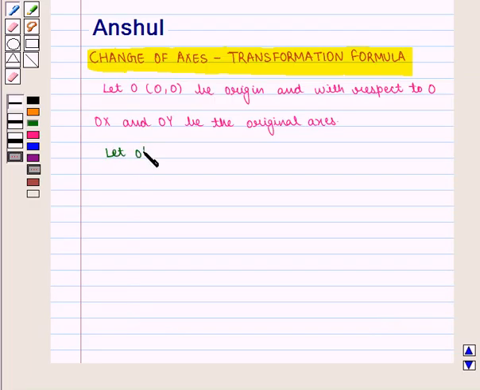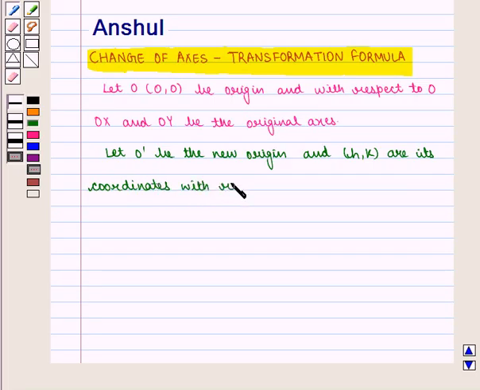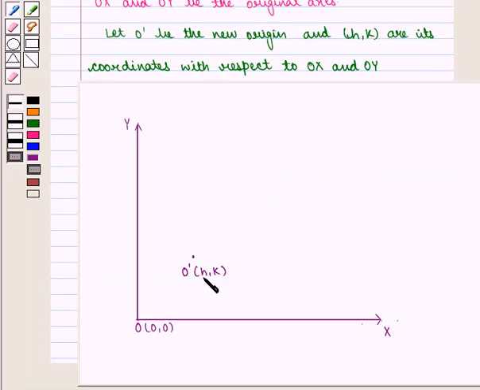Let O dash be the new origin and H, K are its coordinates with respect to OX and OY. O dash is the new origin with the coordinates H, K with respect to OX and OY. Let O dash X dash be drawn parallel to OX and in the direction similar to OX, and O dash Y dash be drawn parallel to OY and in the direction of OY.